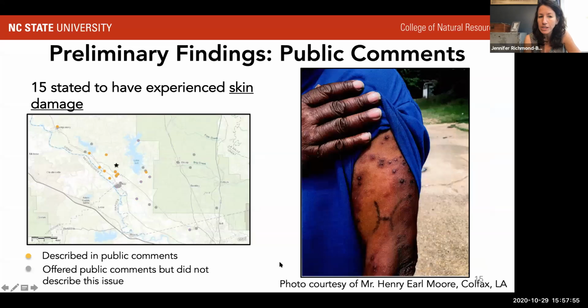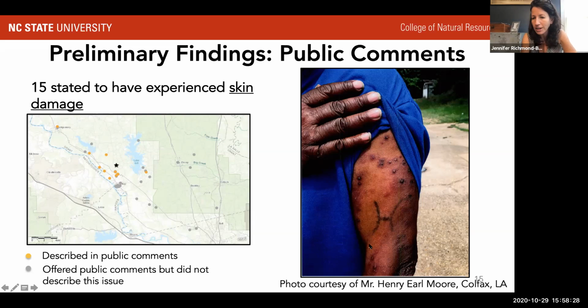15 reported to have experienced skin damage. And what was interesting about that is that some people who stated that they experienced skin damage made a point to mention that they had not had that experience with any kind of rashes before Clean Harbors started ramping up their operation in the mid-2010s. We can see the reports of skin damage are mostly circling the facility. One person in the Montgomery area did note that as well.